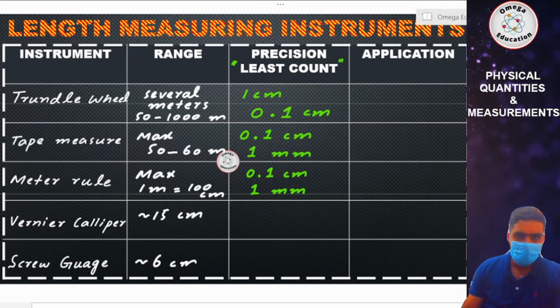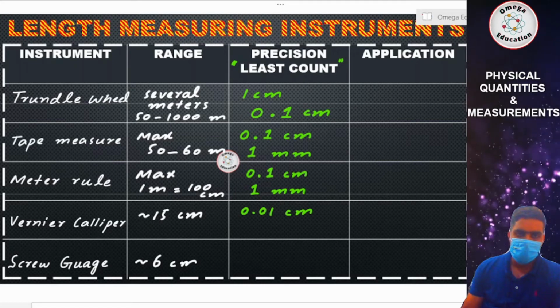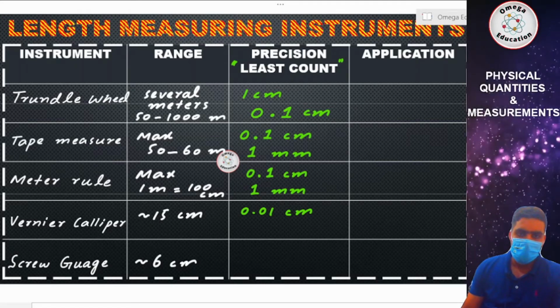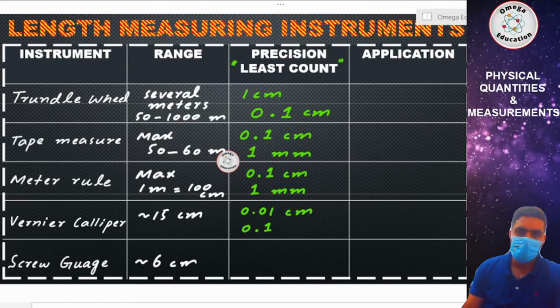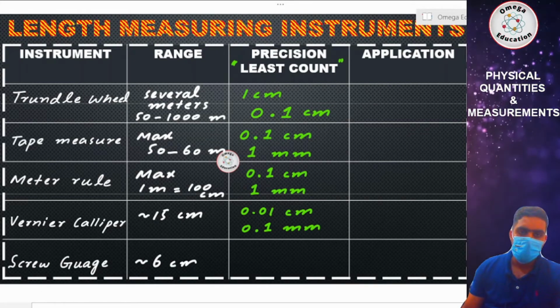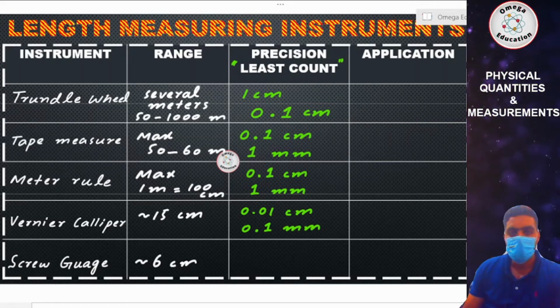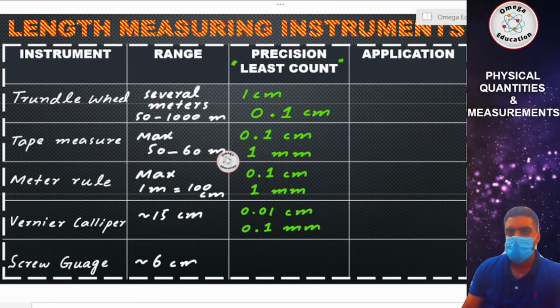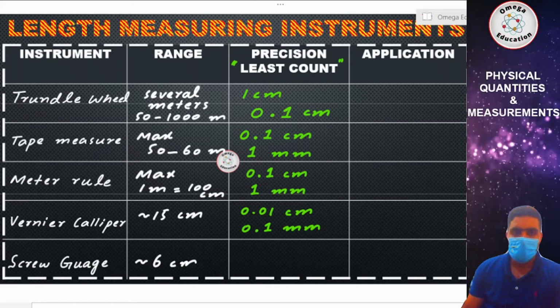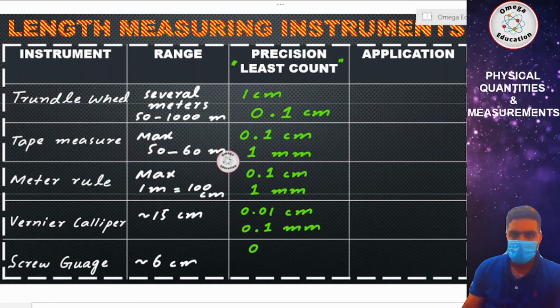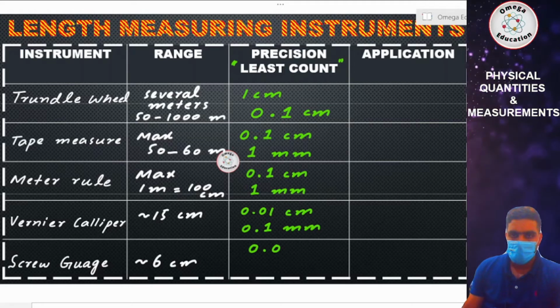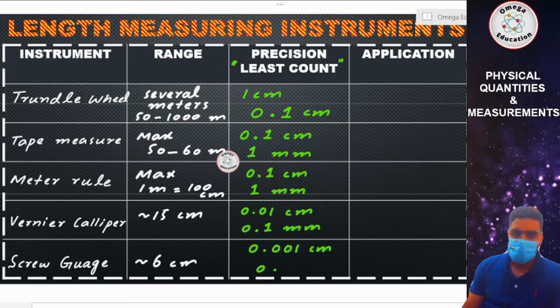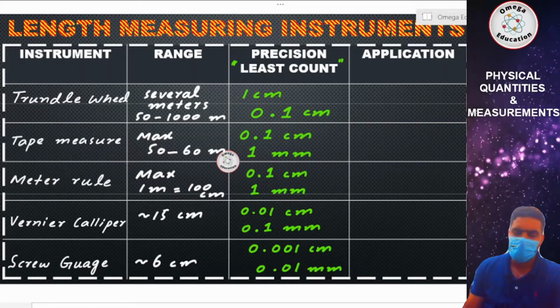So its least count is 0.01 centimeter, or in millimeters that is 0.1 millimeter. If we talk about the screw gauge, it is 10 times more precise than the vernier calipers, and hence its least count is 0.01 centimeter, or in millimeters that would be 0.01 millimeters.